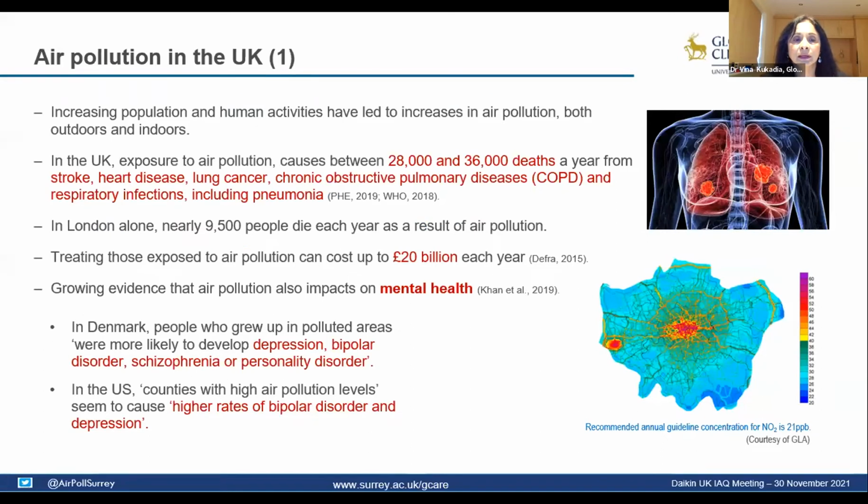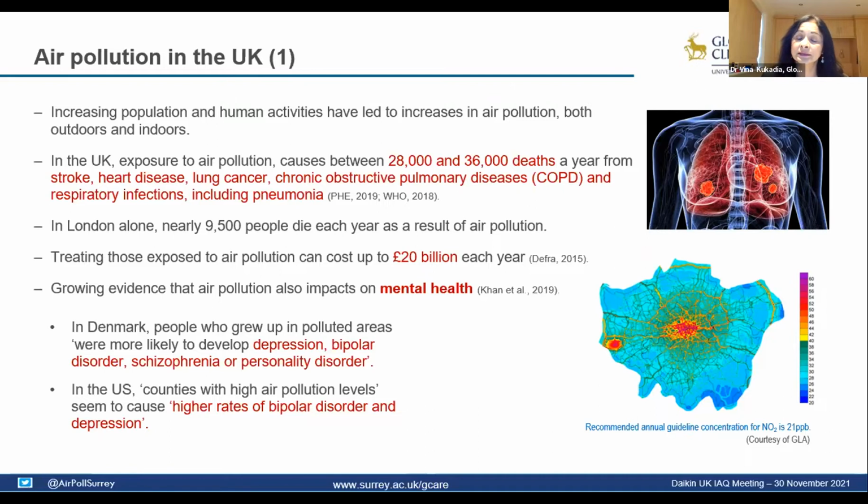Okay, so we all know that increasing population and human activities have led to increases in air pollution, both outdoors and indoors. In the UK, exposure to air pollution causes between 28,000 and 36,000 deaths a year from a number of heart-related diseases, lung cancer, pneumonia, respiratory infections, all sorts of infections. And at the end, there is a slide with all the different references, so you will be able to look up the source for this information. But looking at just London alone, nearly 9,500 people die each year as a result of air pollution.